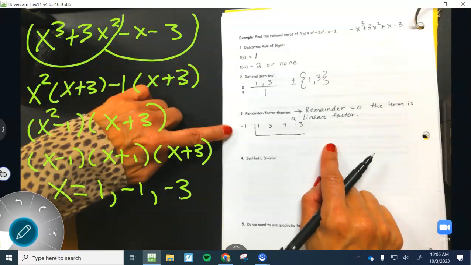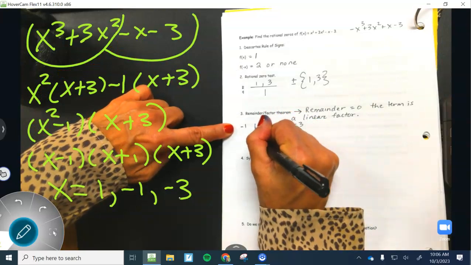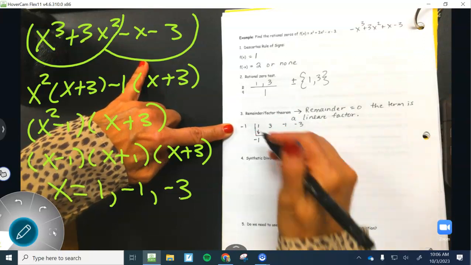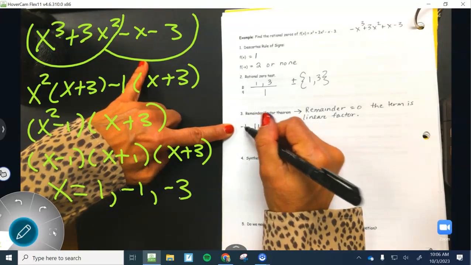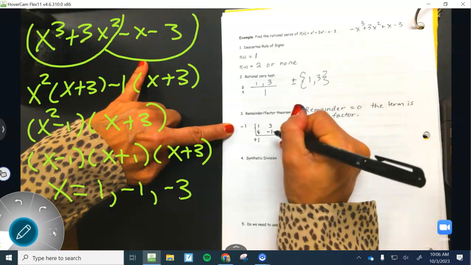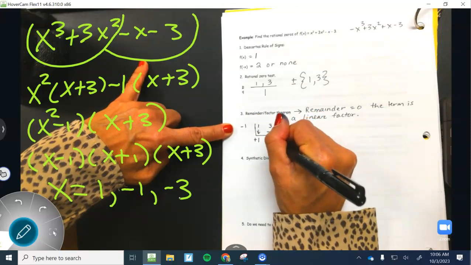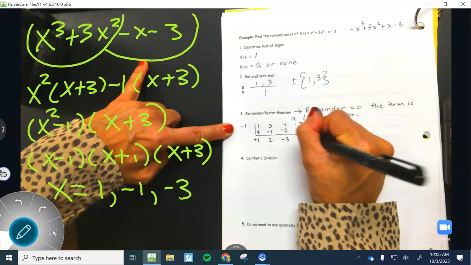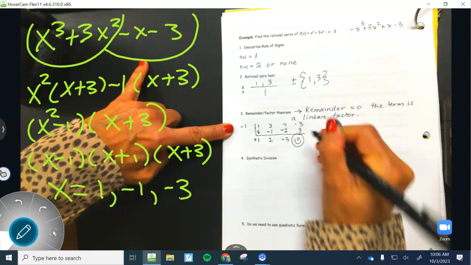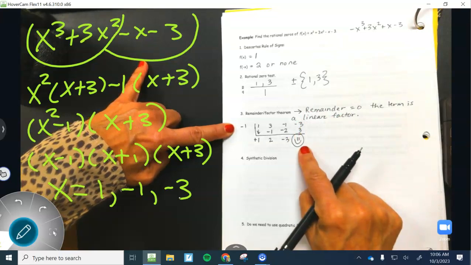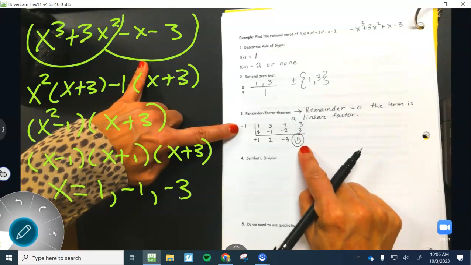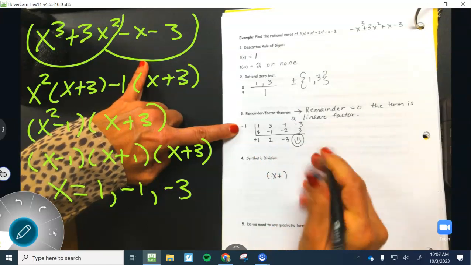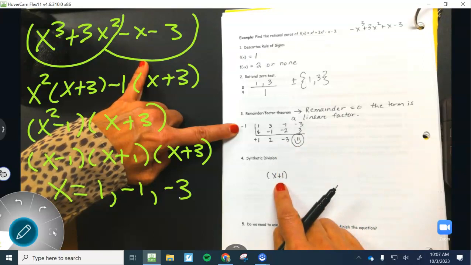Usually, I'm just wondering how this is different from regular synthetic. Let's keep working. Let's keep going through it. So when I bring down the positive 1, negative 1 times positive 1 is negative 1. Bringing down my 2, negative 2, that's going to be a negative 3. And then, guys, we do not get a remainder, which we know, using synthetic division, x plus 1 is a factor.